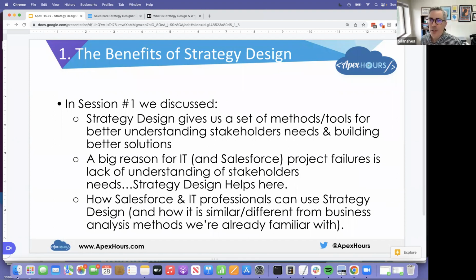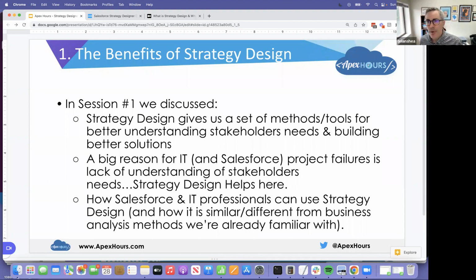So let's talk about the benefits. As I discussed in session one, strategy design is a set of methods and tools, and it's really focused on understanding our stakeholders' needs and building better solutions for them. And when I say stakeholders, that's a general term, and it refers to many different types of stakeholders. We could be talking about end users, internal end users. We could talk about external customers or clients. We could be talking about leadership and project sponsors. Stakeholders refers to many different groups.